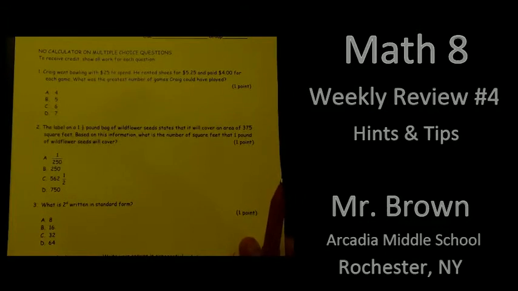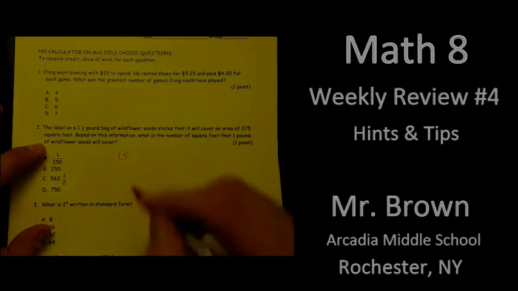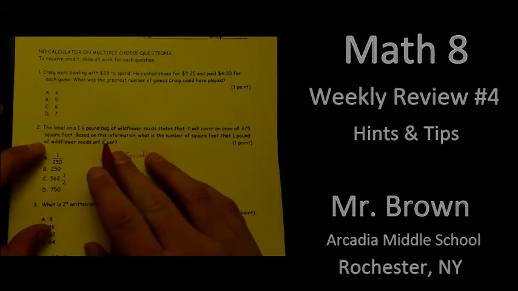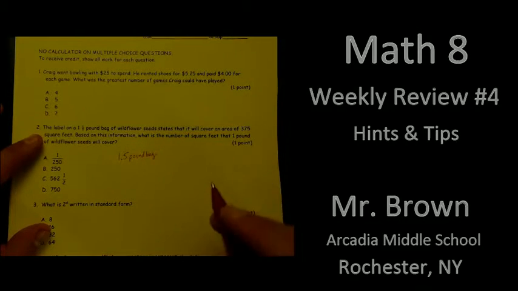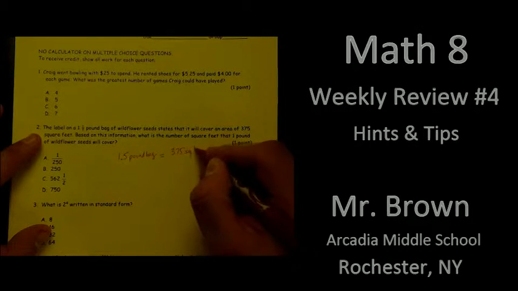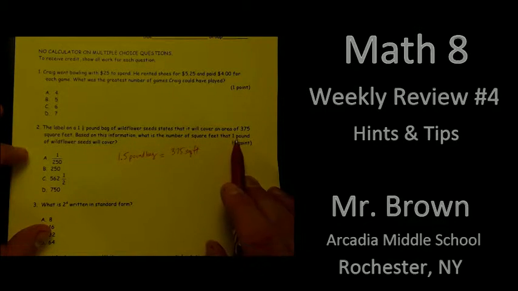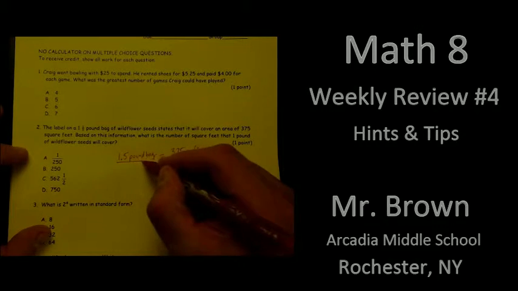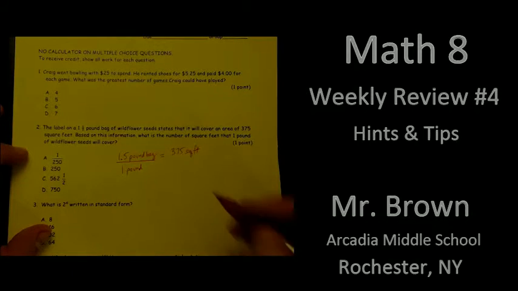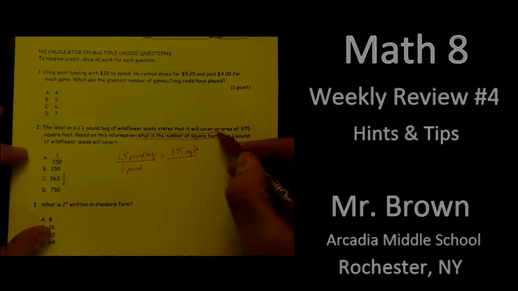Okay. Number 2 says a label on a 1.5 pound bag. I'll go 1.5. It's the same thing as 1.5 pound bag. The label on a 1.5 pound bag of wildflower seeds states that it will cover an area of 375 square feet. Based on this information, what is the number of square feet that 1 pound of wildflower seeds can cover? Well, they gave you 1 pound of wildflower seeds. They want you to find out the number of square feet that a 1 pound bag will hold.